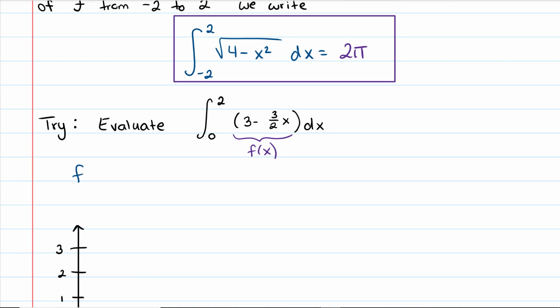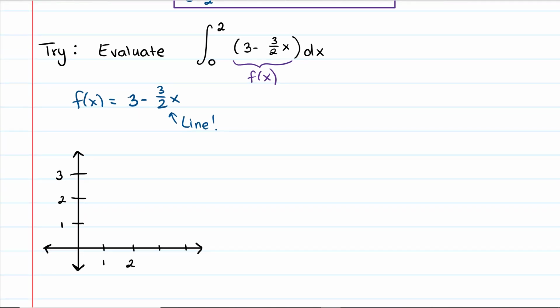Well, we know that f of x is equal to 3 minus 3/2 x. And we know this is a line. So I'm going to go ahead and do my best here to draw a straight line. And we have a y-intercept of 3, and we go down 3 over 2. So there's my line. Now I don't have to extend it any further than that because my domain is from 0 to 2.